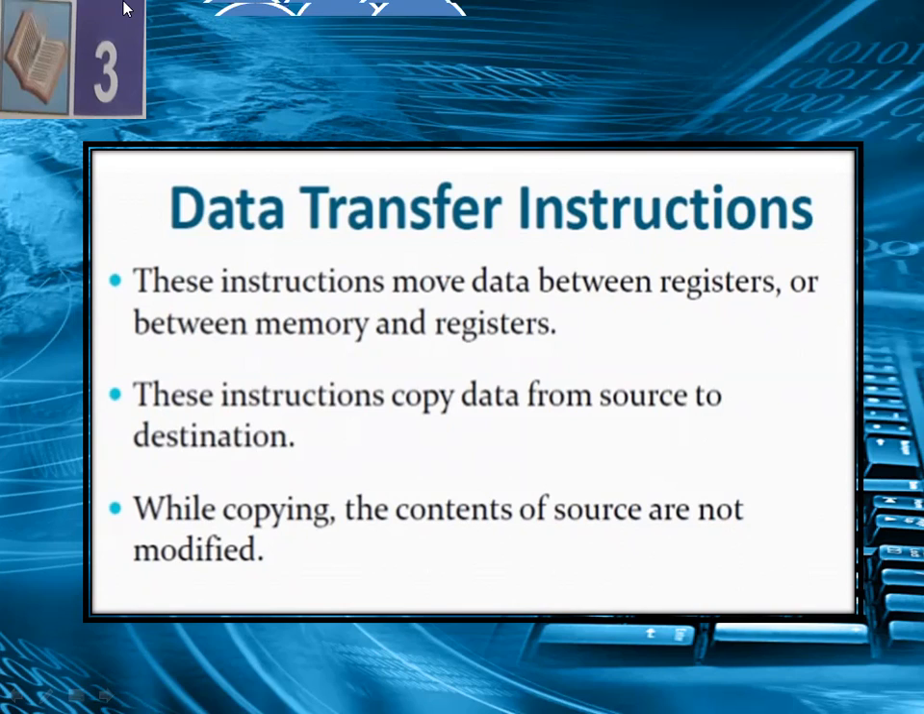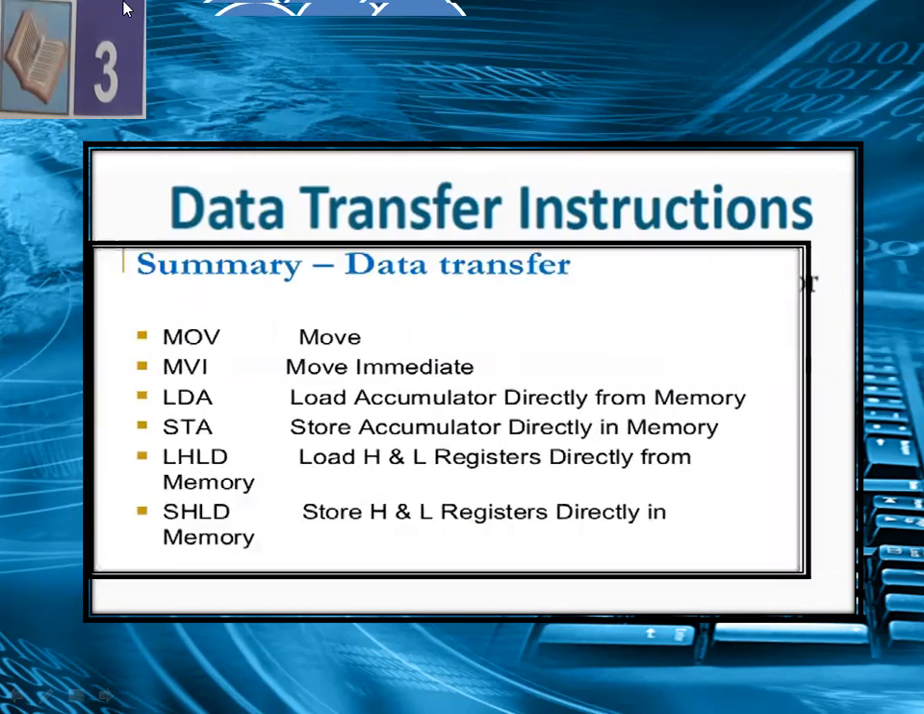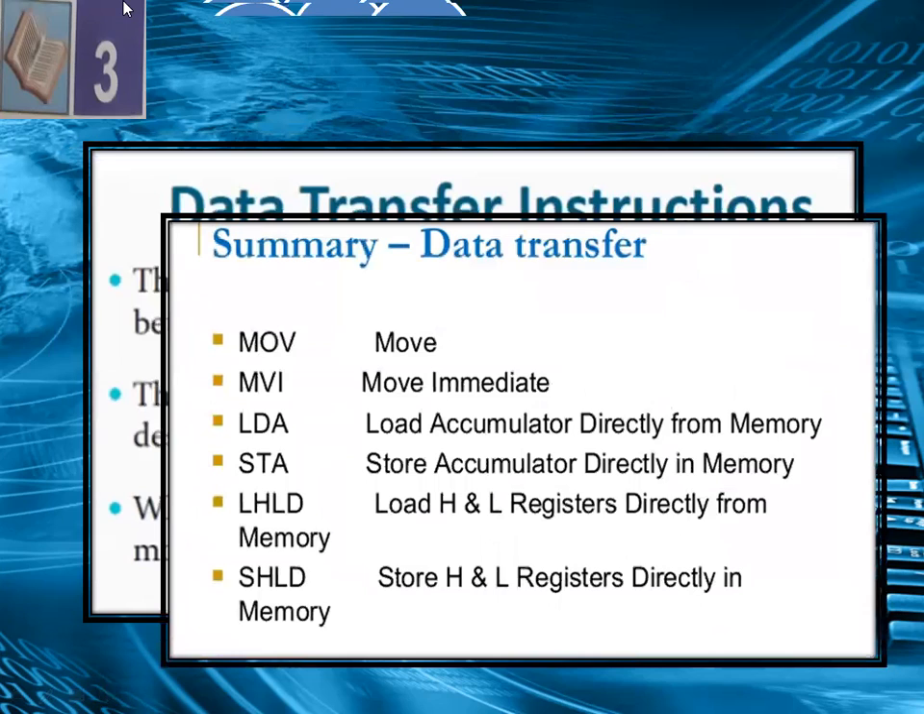While copying, the contents of the source are not modified. When you are copying the data, you cannot modify your data. These instructions transfer data from one location in the computer to another location without changing the data content. The most common transfers are between register and memory, registers and IO, and register to register.